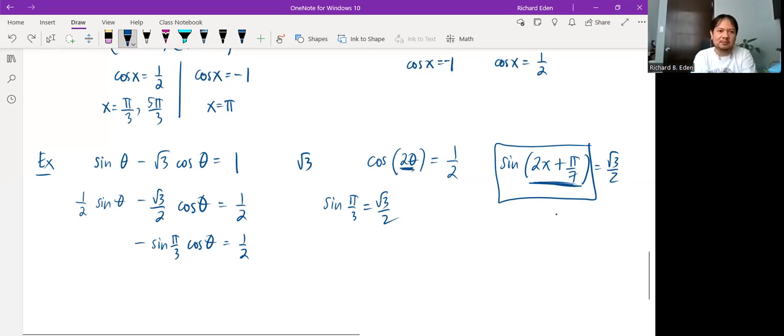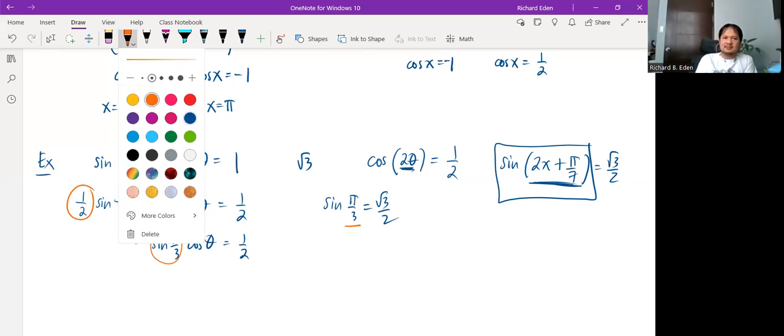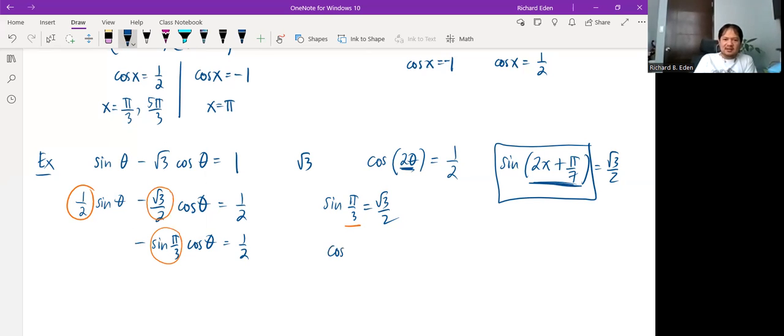I want to use a different color. We happened to have introduced 1/2. Does this remind you of something related to pi over 3? Square root of 3 over 2, and then cosine. We need to find the value for cosine. So, what's the cosine of pi over 3? Cosine of 60 degrees is 1/2. So in other words, that orange encircled thing is cosine of pi over 3. So this is what we now have. Notice anything peculiar about the left side?